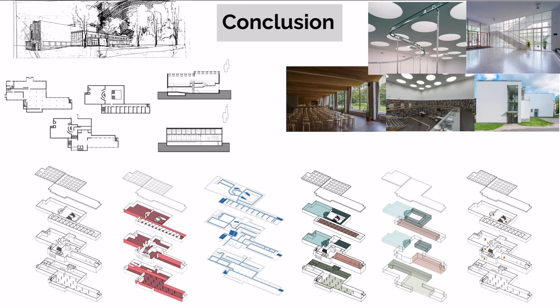Through this precedent study, we evaluated the floor plans and sections of the Viipuri Library, as well as analyzing aspects of structure, circulation, program, volume, and spatial sequencing by exploding each floor plan in three dimensions. The images at the top right corner also highlight the overall design of Viipuri Library.